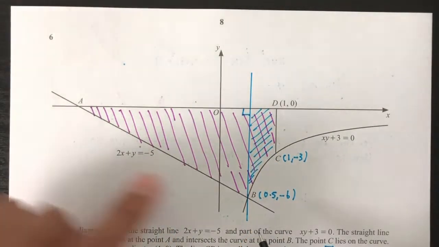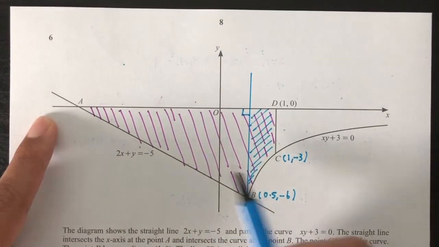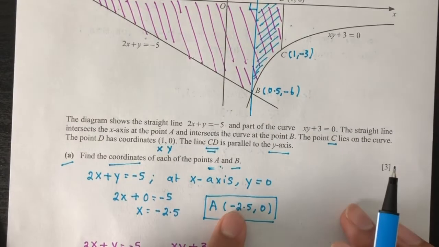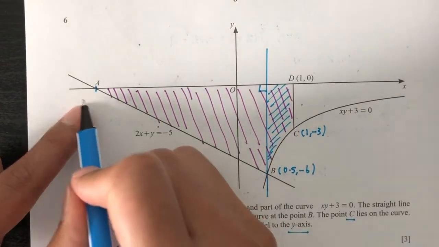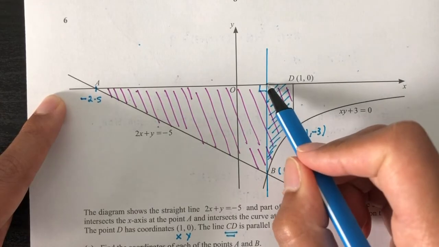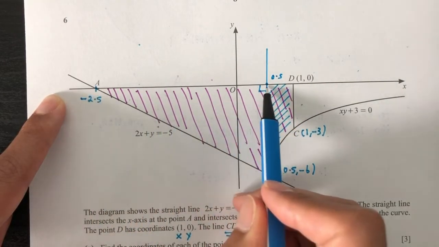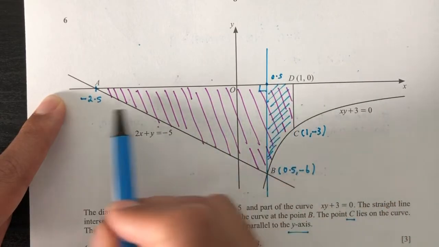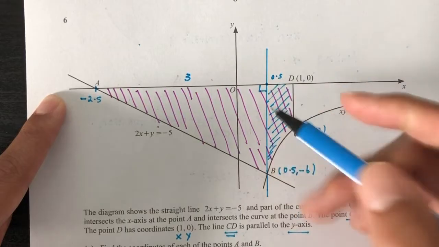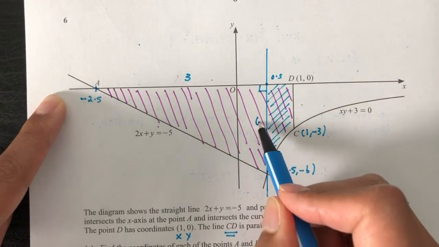How do you find the area of a triangle? This will be base. What is the length of the base? You know the x of here, for a, will be minus 2.5. And for b, the x value here is 0.5. So this distance will be 0.5 minus minus 2.5, that will be 3. And what is the height? The height will be minus 6, which is 6.